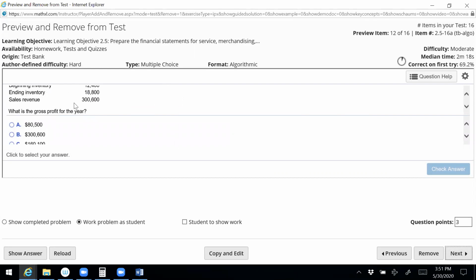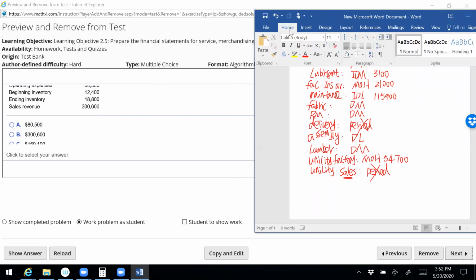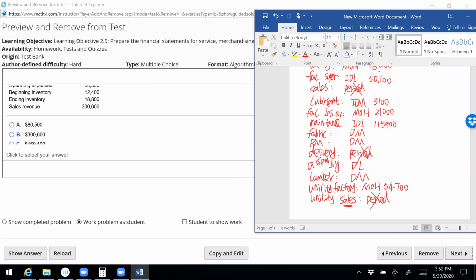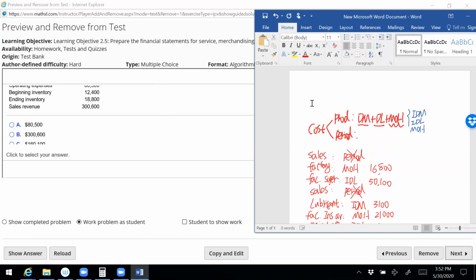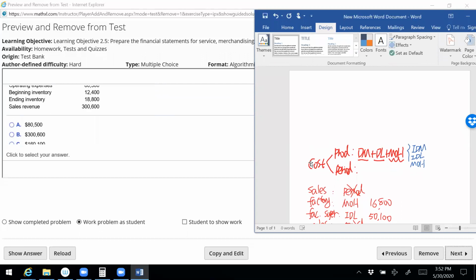Next one, asking you about gross profit. How do you get gross profit? I'm not going to do the question, but how do you get this gross profit? Hold on. How do I go to the next page? Okay, I'll put it here then. How do you get the gross profit?